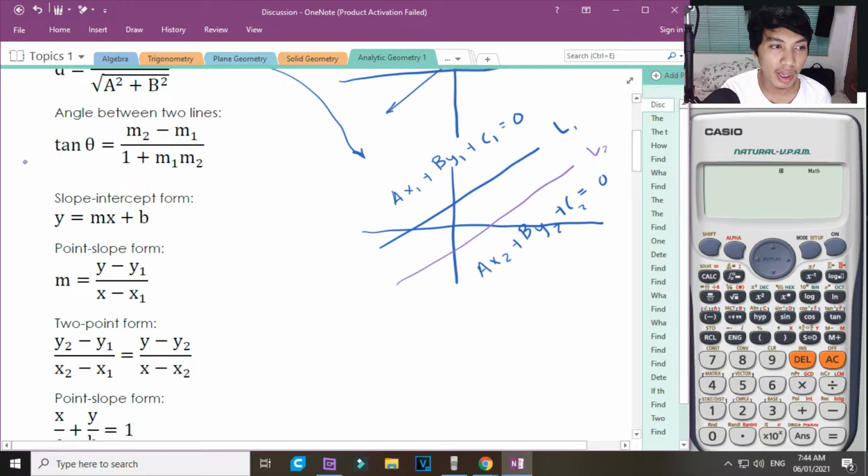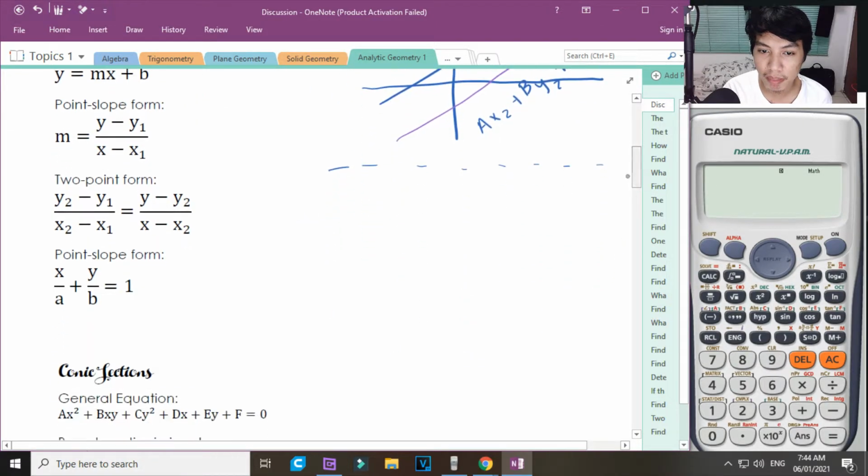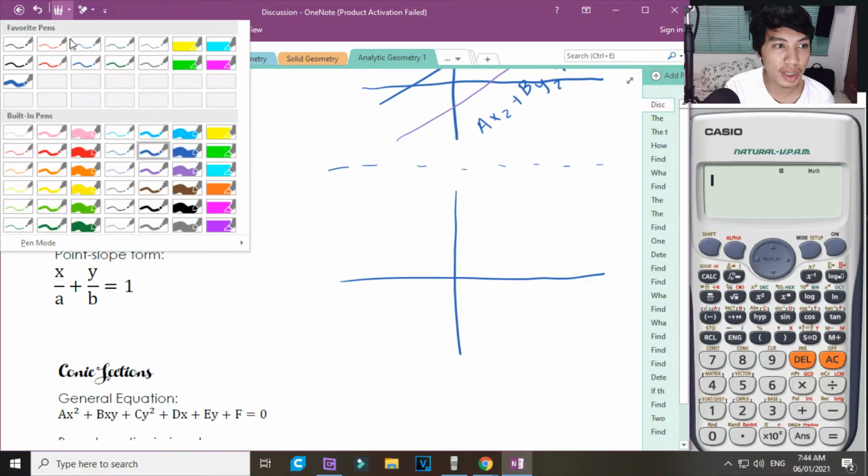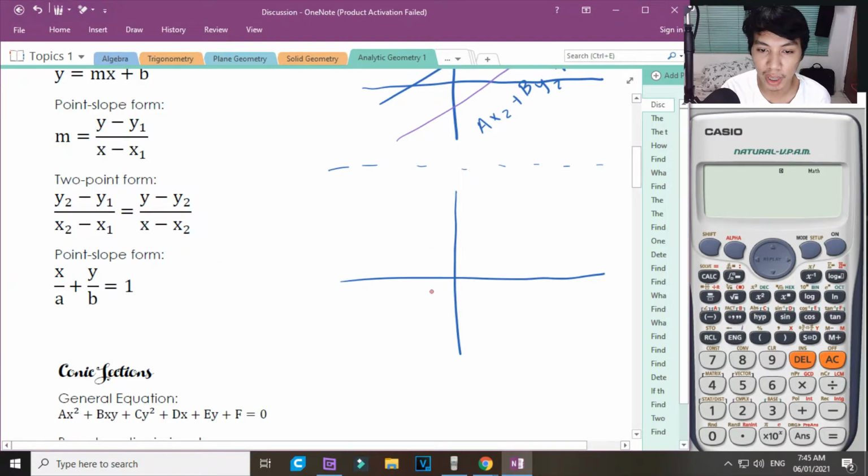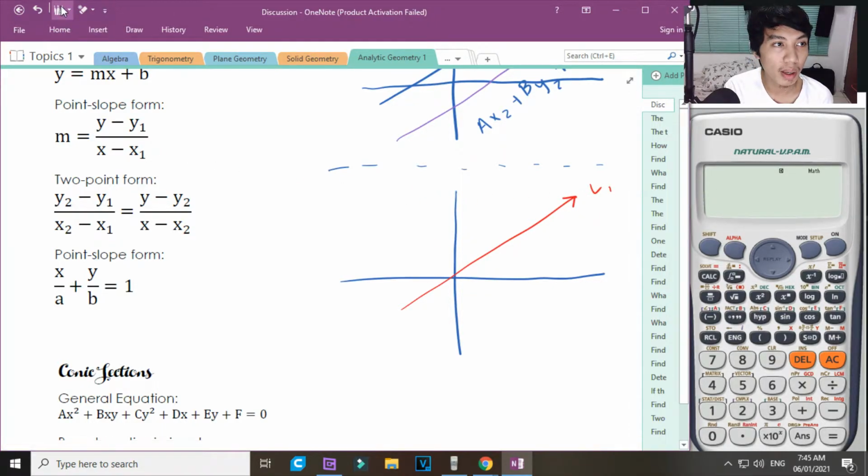Now, another one. Angle between two lines. Now, the angle between two lines, ibig sabihin, they are intersecting lines. Angle between two lines. You are given this coordinate. Ngayon, gagawa tayo ng two lines dyan. Ano magandang kulay? Pula. So, this one, line 1, and then the other, line 2.